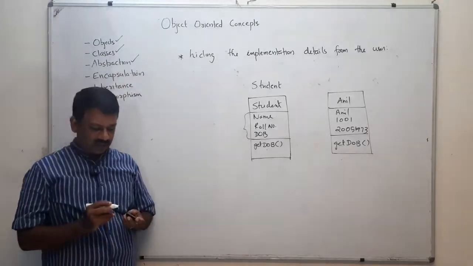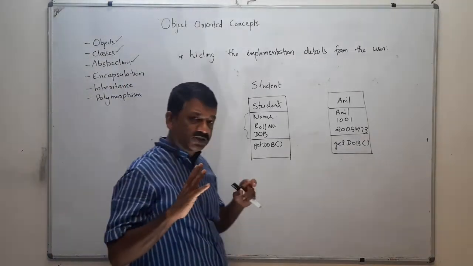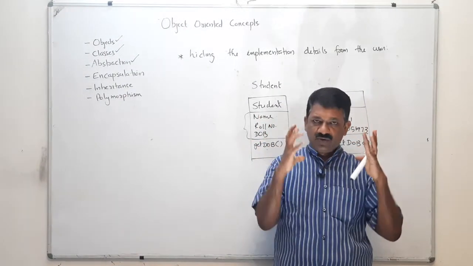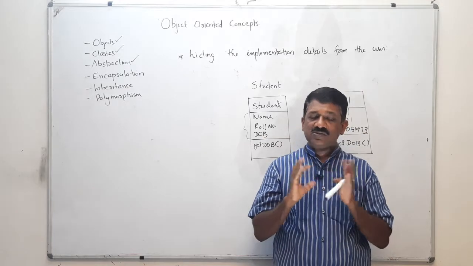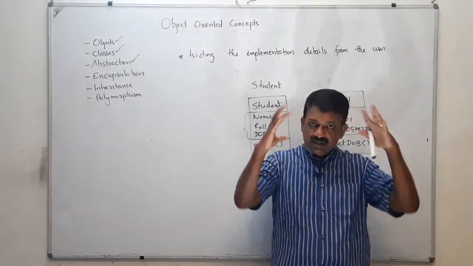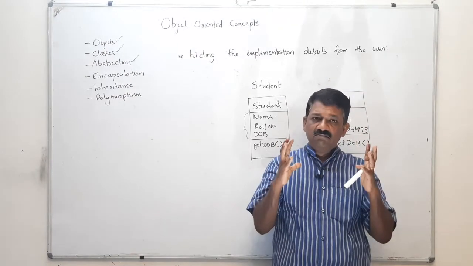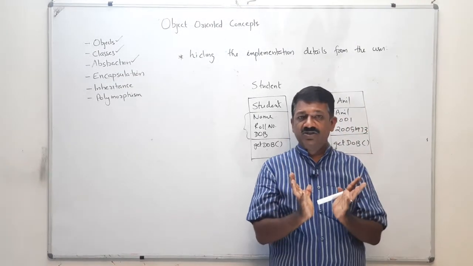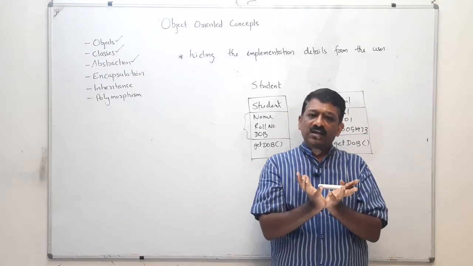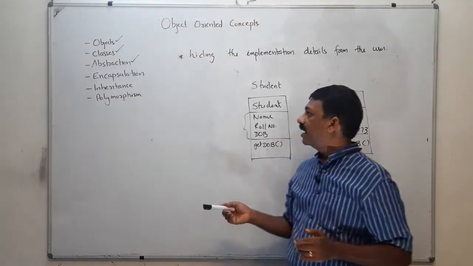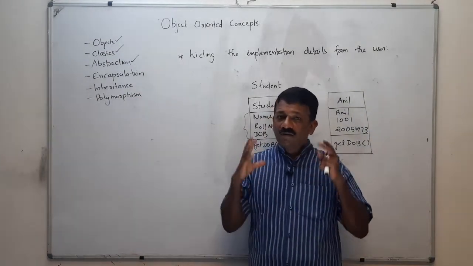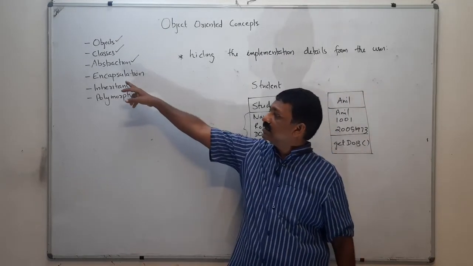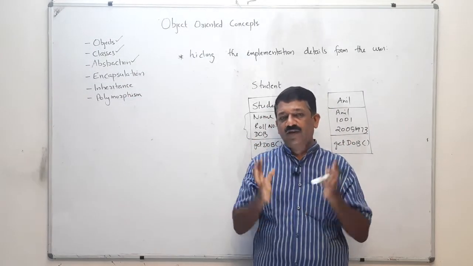Now encapsulation. Encapsulation means you treat an object as a capsule. It has a name, a set of properties, and an associated set of methods or functions. These three collectively form a capsule, and that is called encapsulation. If you have a class, then that class is encapsulated, like a capsule.